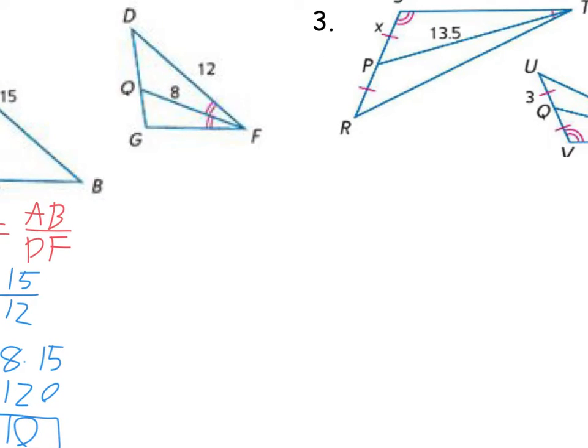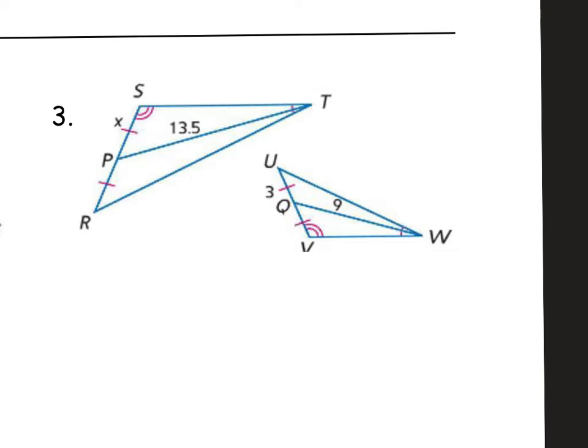Third one. Looks like we have the case of two medians because we've got our congruent sides. We've got our similar triangles. So our setup for this is going to be the exact same as the others. We have our TP, our first median, to WQ is equal to SR to UV.